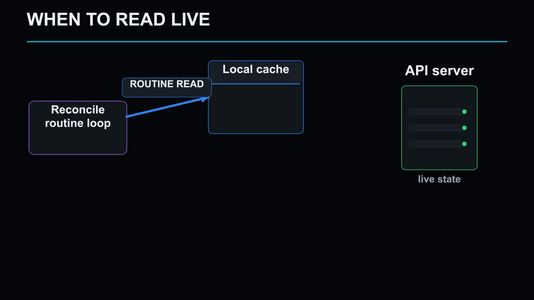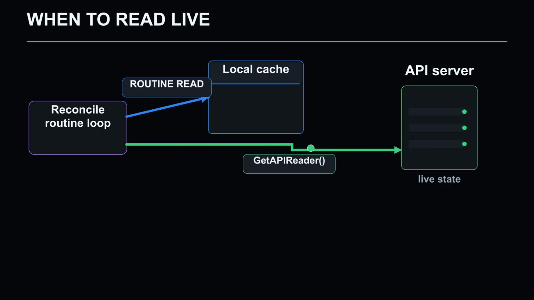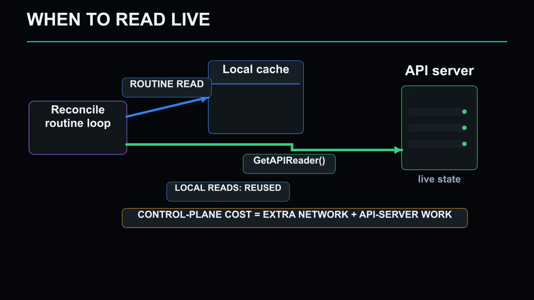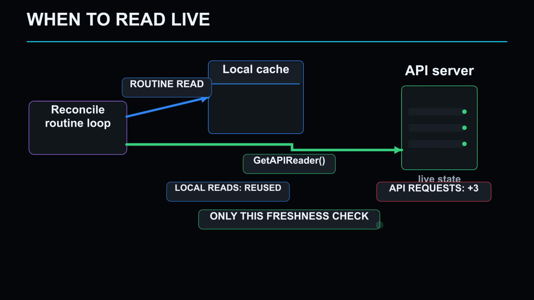Sometimes cache state genuinely does not fit the decision you are making. The manager exposes GetAPIReader, which reads directly from the API server. Its documentation says to use it sparingly. A direct read has network and control plane cost. If every reconcile bypasses the cache, you remove much of the reason it exists. Use a direct reader for a narrow freshness-sensitive check, not as a reflex after every write.